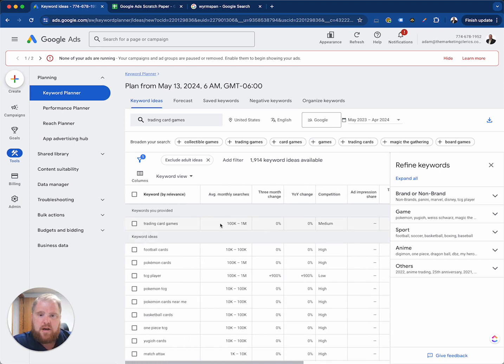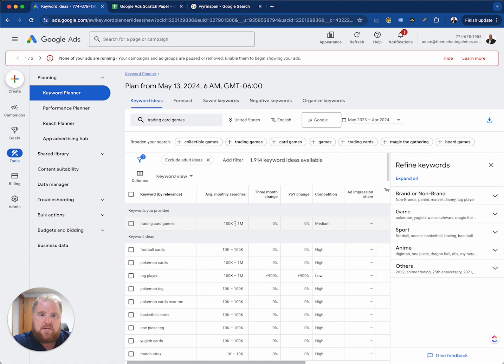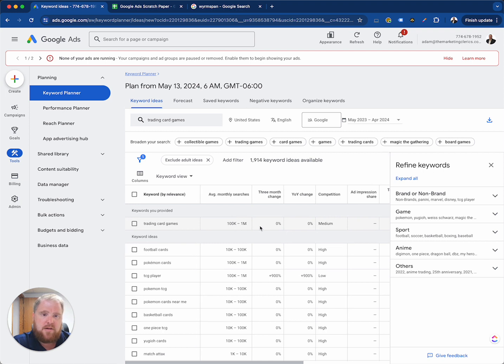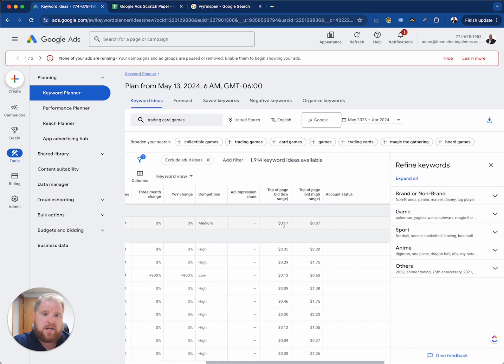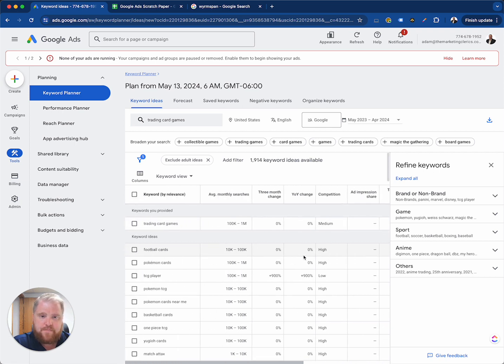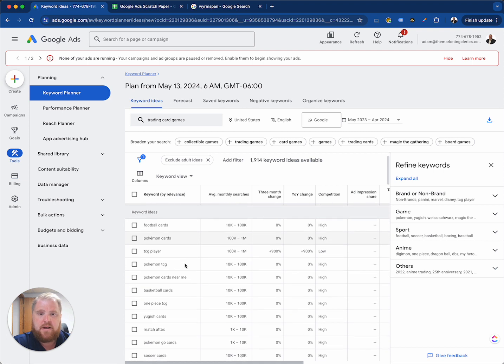So you can see trading card games are searched 100,000 to 1 million times per month. There's no real change in the last 3 months or year over year. It's a medium competition word, costing you anywhere from 17 cents to 87 cents per click. Now, if we look down under keyword ideas, these are variations of that. So we've got Pokemon, we've got TCG Player. TCG Player has seen a 900% increase year over year in 3 months, and there's a low competition for that keyword.